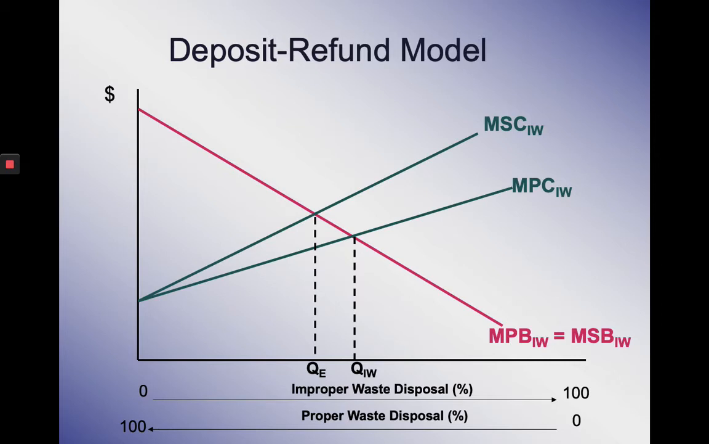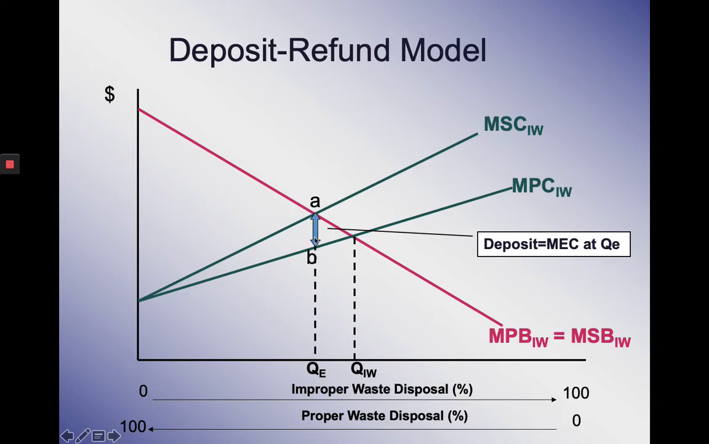Based on the deposit refund system model, we need to first identify this distance of AB. If you can correctly identify it, just the way we can correctly identify the amount of per unit tax, then it will be a very perfect thing for this kind of model. So the deposit should be equal to MEC at QE. It should be equal here.